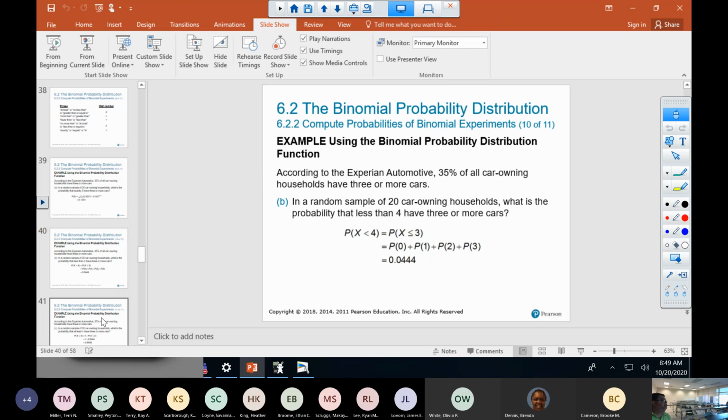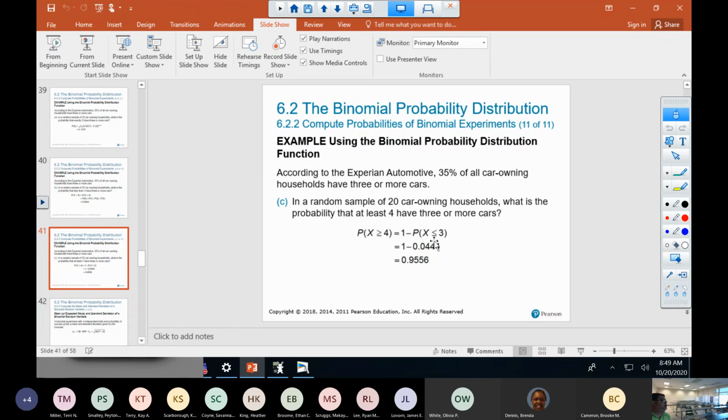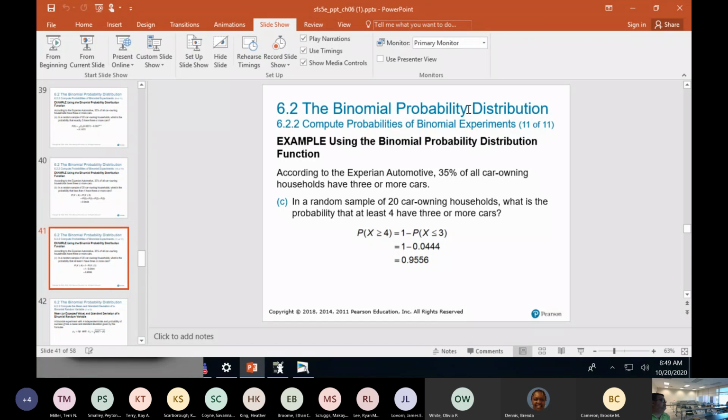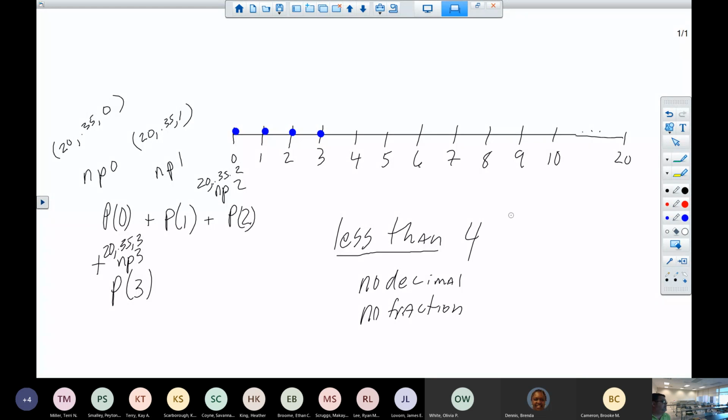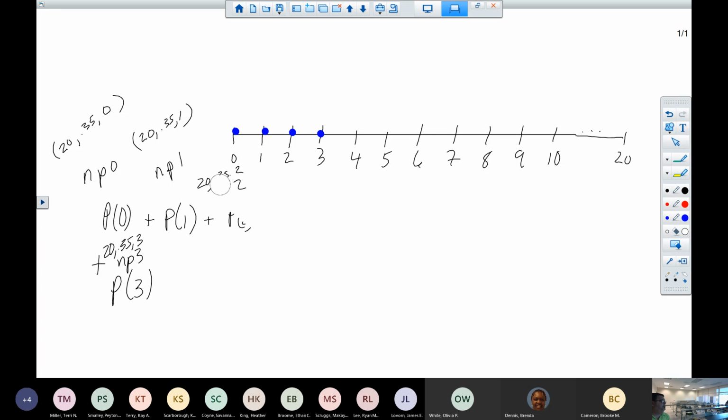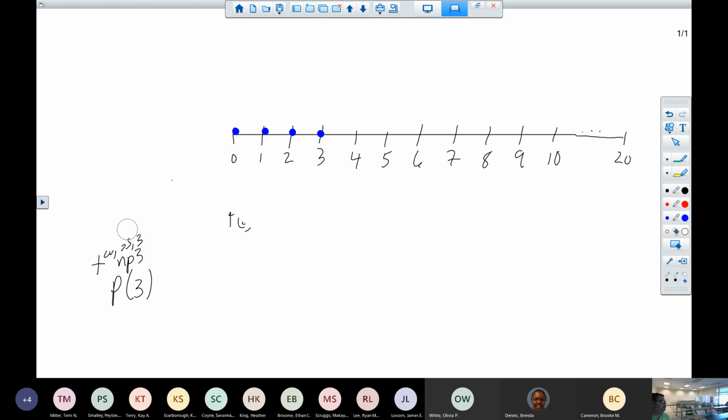All right, let's look at the next one. Now, I want you to ignore this right here. In a random sample, what is the probability that at least 4? At least 4. Now, the first thing I'm going to do, I'm going back to my number line. Before you even start the problem, I want you to graph at least 4. So take a minute, and if you haven't got a number line, I want you to draw one.